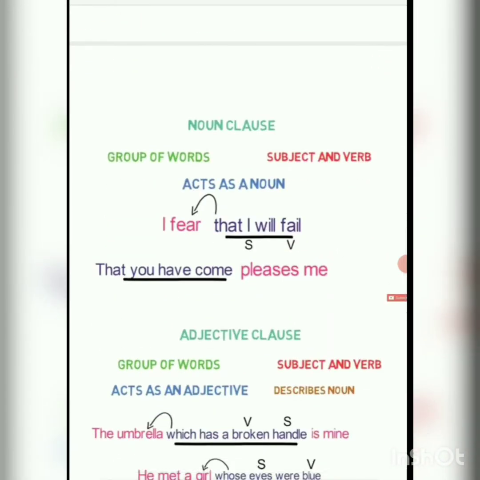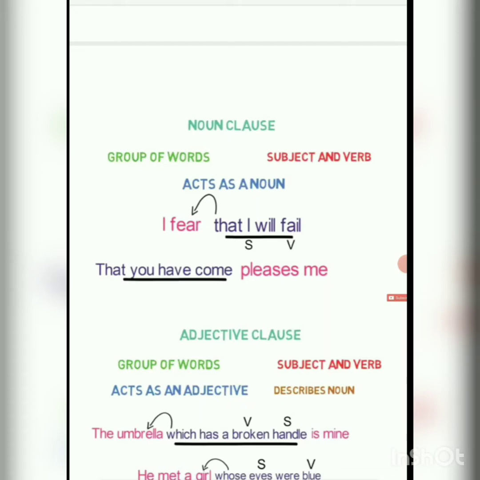Children, now what is a noun clause? A noun clause acts as a noun in a sentence, okay, and it begins with words like that, what. And children, if you answer the question what after the verb, you get a noun clause. Suppose if I answer what I fear, then you get the clause that I will fail. Okay, that is if you answer the question after the verb.